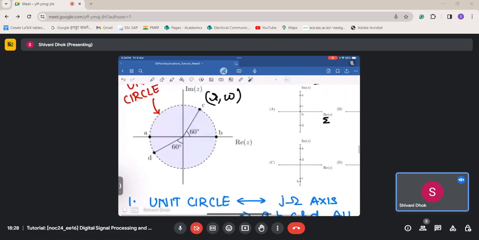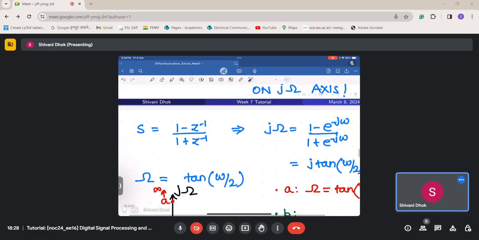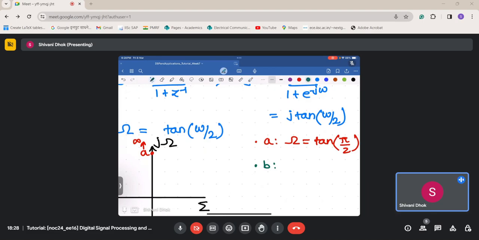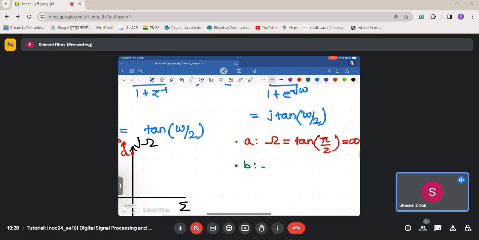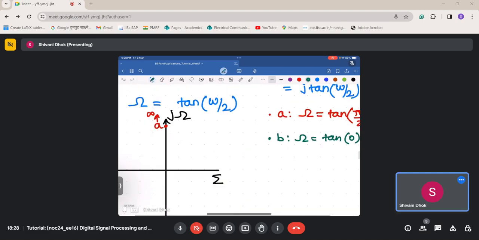Where is my point B? B is located on the positive real axis, so this particular point makes an angle 0. So for this, small omega is 0, and capital omega equals tan of 0, which is equal to 0. So B will lie here, at omega equal to 0.